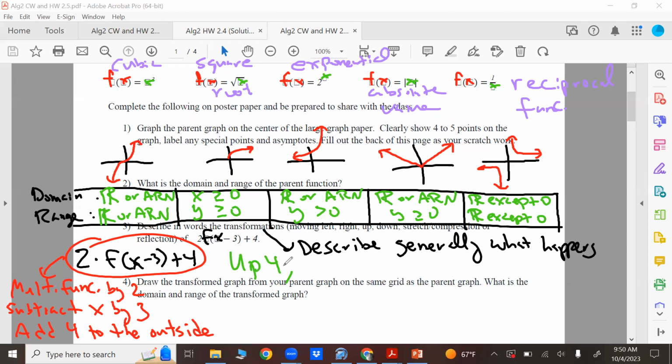Okay. We go up 4. Now let's talk about the 2. I'll talk about minus 3 last. Let's talk about the 2.